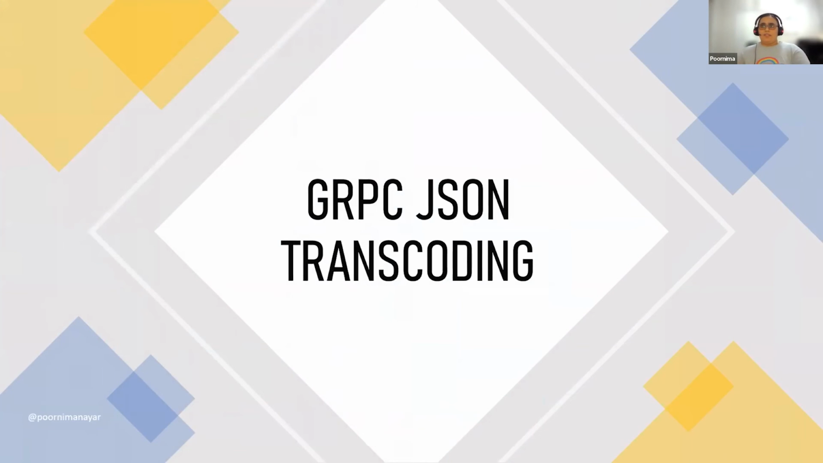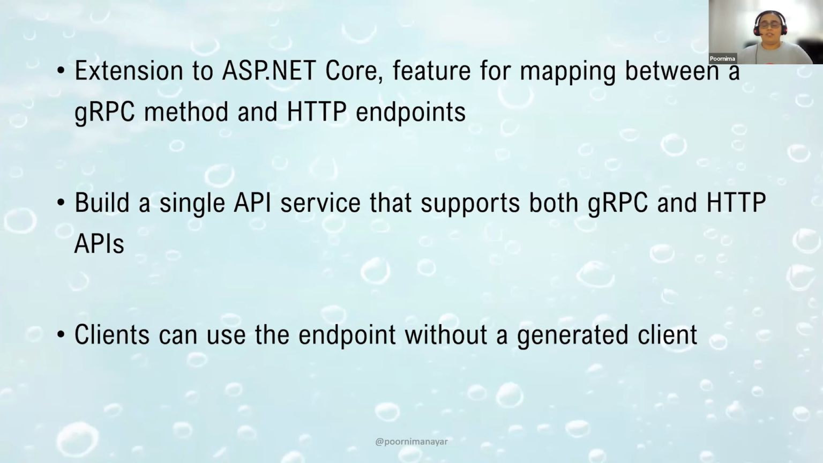One of the last topics of the day is gRPC JSON transcoding, which I wanted to cover, which is an extension to ASP.NET Core, and it's a feature for mapping between a gRPC method and HTTP endpoints. In single words, you can build a single API service and host something as a single API, but that API contains both gRPC and an equivalent HTTP API. So if you have an existing gRPC service, but you want to extend it to have an HTTP-based endpoint as well, like an HTTP API, gRPC JSON transcoding can come to your help.